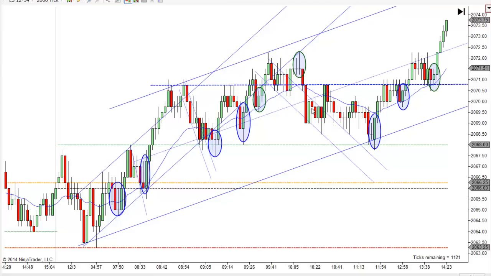You just want to stay out of this right here. It's just kind of sideways action. Nothing much happening there. Too much overlap, too many dojis, and that's generally if you're a premium member and you see our midday chart.